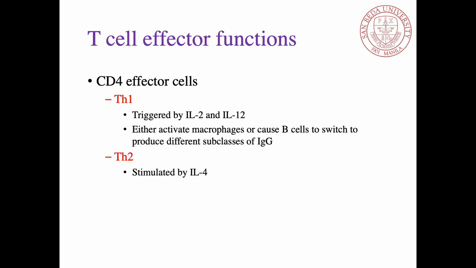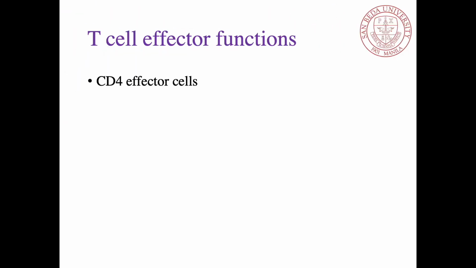And your Th2, on the other hand, its formation is stimulated by interleukin 4. And as far as function goes, they activate mast cells and eosinophils. Bottom line is they cause B cells to synthesize IgE. So you can now see here that this is actually related to anything that involves anaphylaxis, or anaphylactic reactions for that matter. Now moving on to the other CD4 effector cell types.